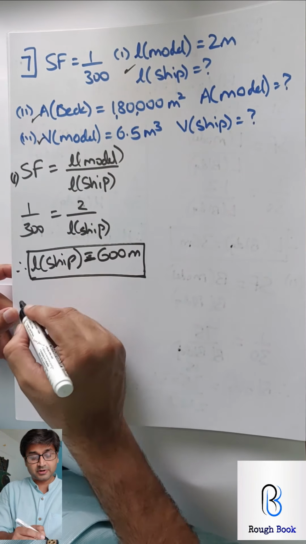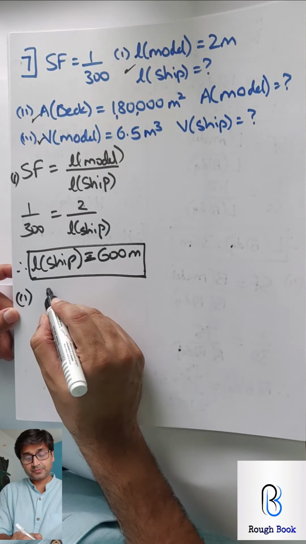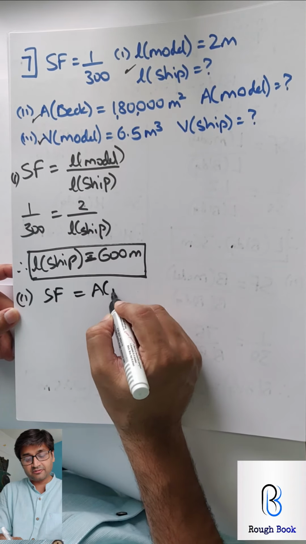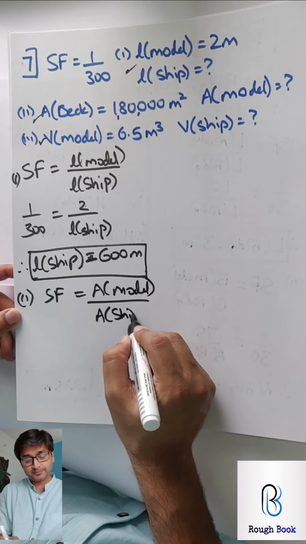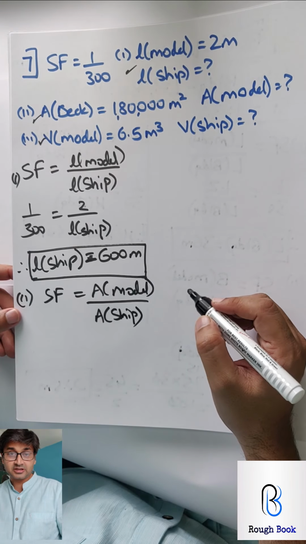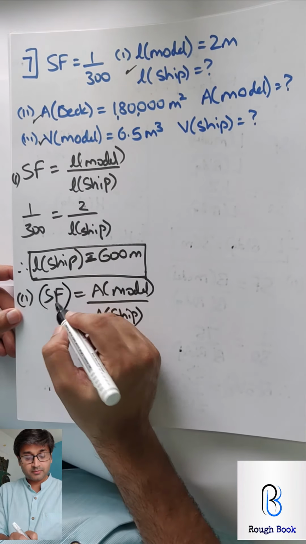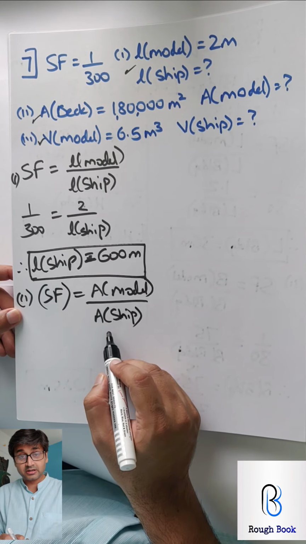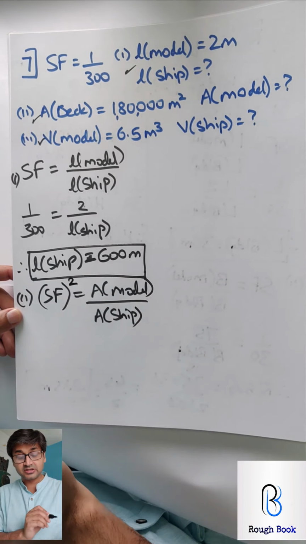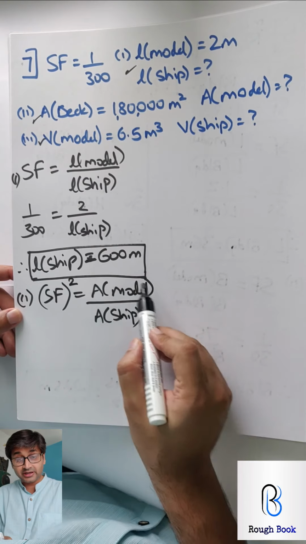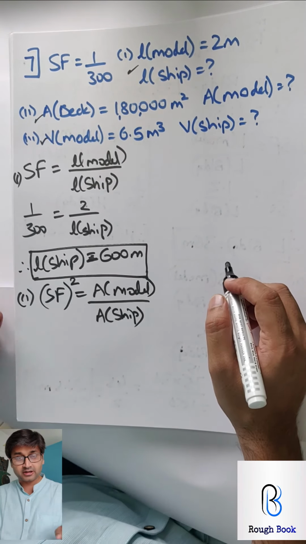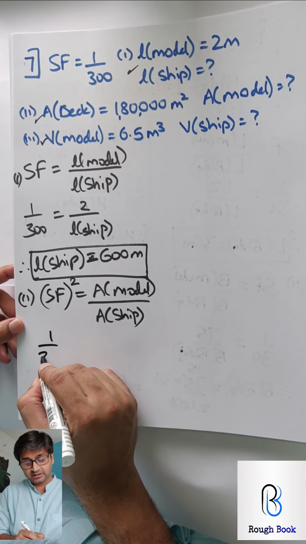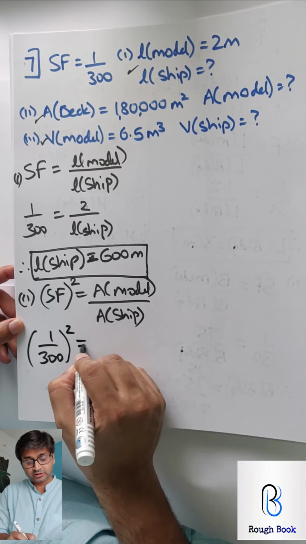The next part, first part gone. Second, now area. So scale factor, area of model upon area of ship. Where is my mistake here? Model area, ship area. Area means square. Don't forget that. And don't square this part. I have seen people squaring the RHS. Square scale factor. Don't forget that. So 1/300, the whole square.